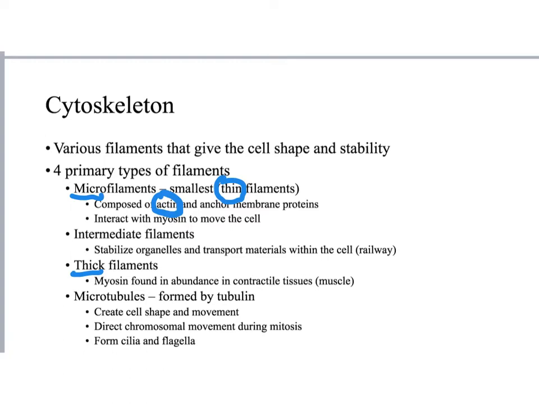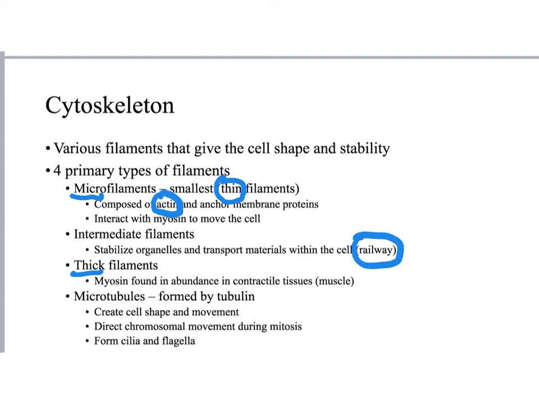Intermediate filaments would be the ones that are kind of medium in size, and these ones are kind of like the railway. They're kind of like the transport system. So although they do provide some support for the cell, they become a system of transport so that you can actually transport proteins and hormones and other things that are made inside the cell from one side of the cell to the other side of the cell by using these filaments as a kind of railway system.